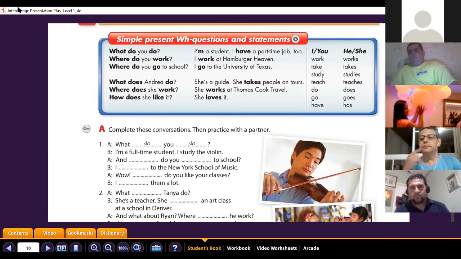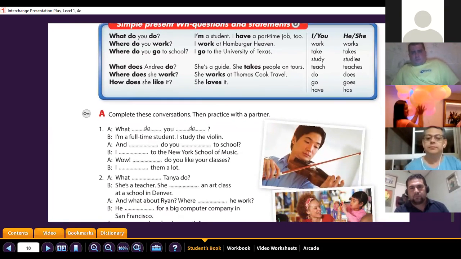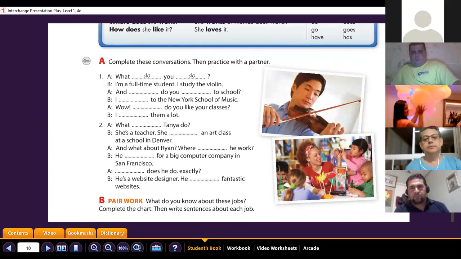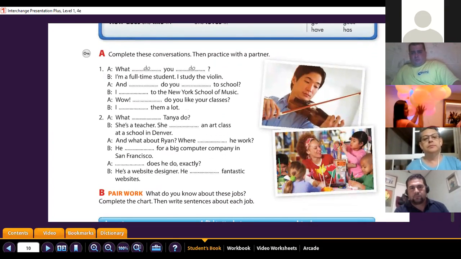Okay. Now, let's take a look at this exercise. I think that you can complete it. It says complete this conversation and then practice. Now I complete. What do you do? And it says, I'm a full-time student. I study the violin.